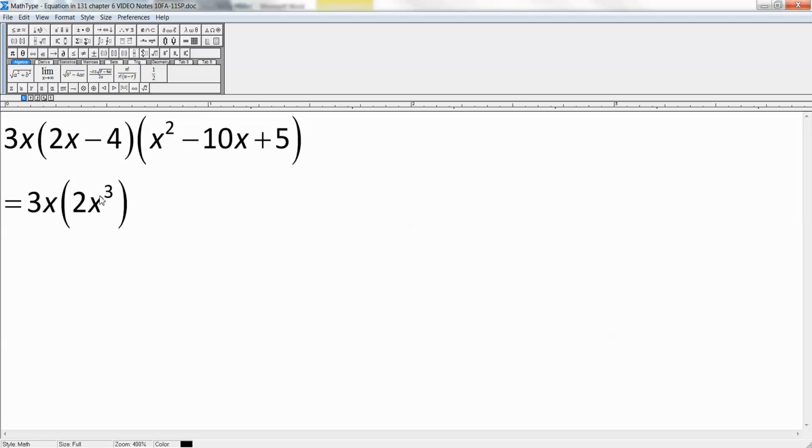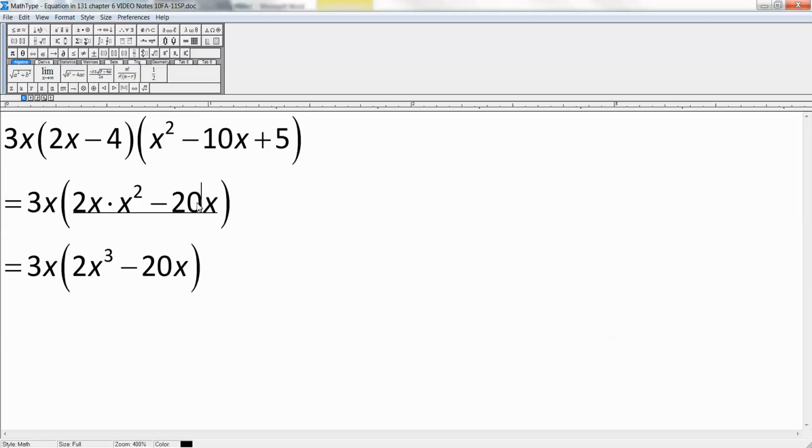2x times x squared makes 2x cubed minus 2 times 10 is 20. So minus 20x. Oh, hold on. All right, fine. I'll write it out this one time. All right, 2x times negative 10x. Oh, it's plus 2x times negative 10x plus 2x times, let's see, 5.